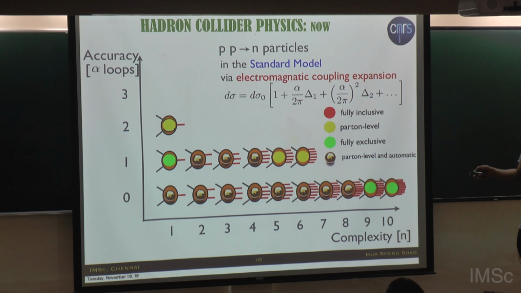In fact, for 2-to-1, I think you should also put automatic as well. Oh yeah, it's fully exclusive. Here I put parton level, so it's not matched to the parton shower. If you have both electroweak and QCD corrections, it's not trivial. So most of it is not. I mean, here I changed it to parton level. It's not fully exclusive. So fully exclusive, only a few simple examples.